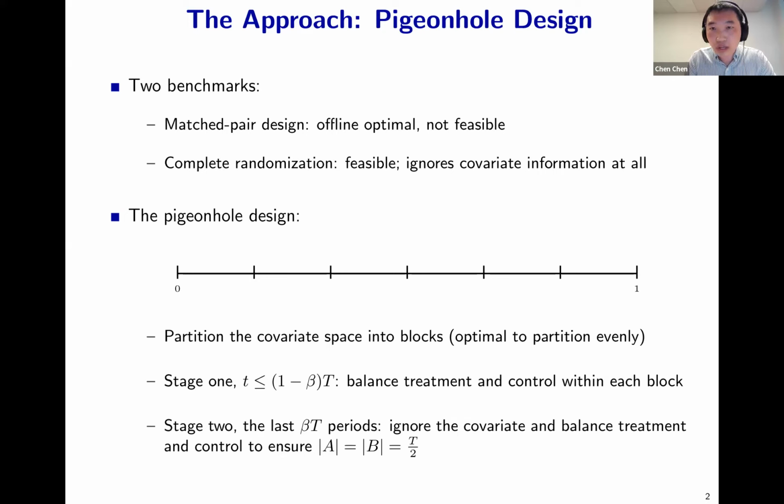Okay. So essentially, the high-level idea is that what we are doing in stage 1 is complete randomization within each block, and that is a net trade-off between the matched pair design and the complete randomization. And what we need to design for the Pigeonhole experiment are two things. The first thing is the length of the interval, and the second thing is the length of stage 2.